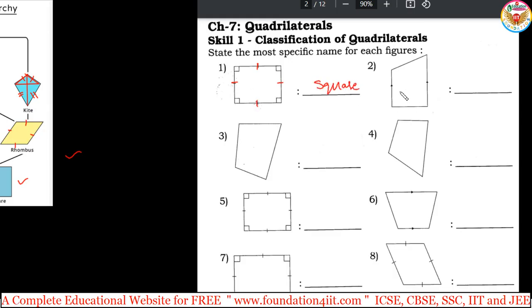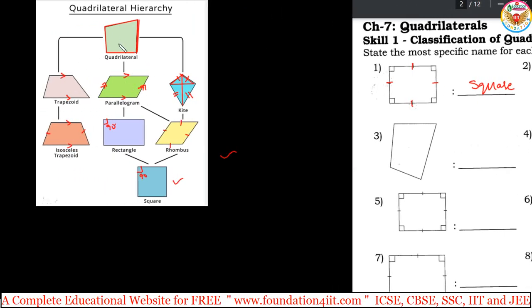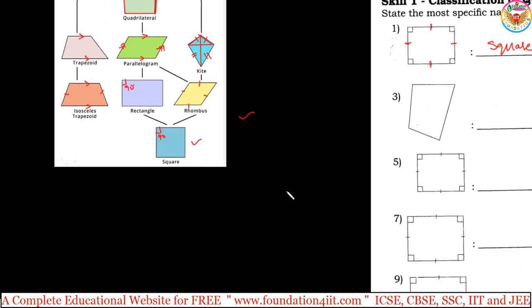Same way, this symbol is for parallel lines. These two are parallel lines, the other two are not equal, so it's a trapezium or trapezoid. Both are the same. I'm not writing everything, just based on the properties. If nothing applies, just write quadrilateral, other than these 7. So this is the first skill you should learn.